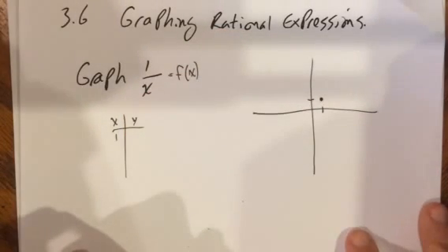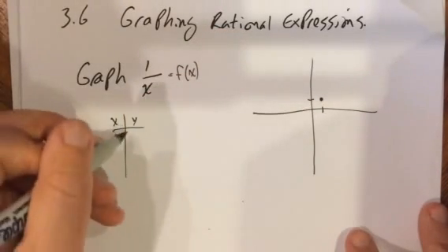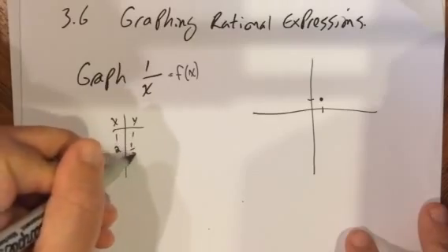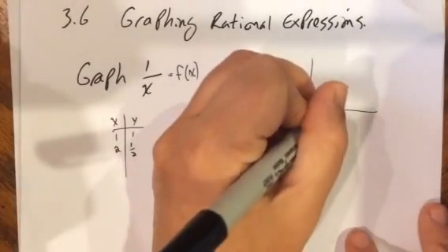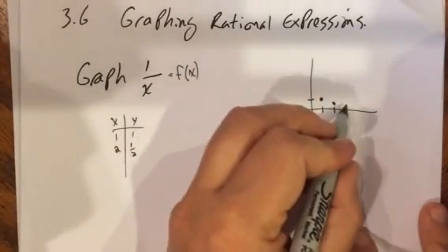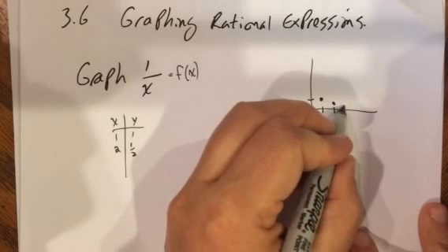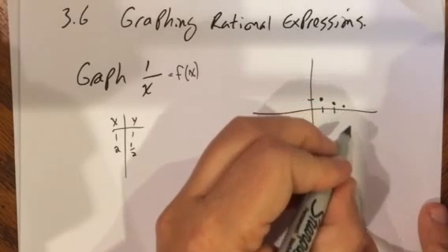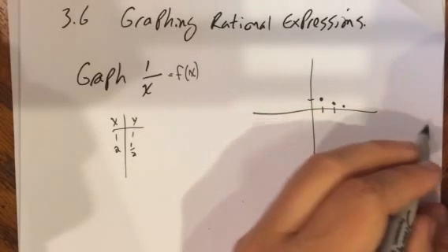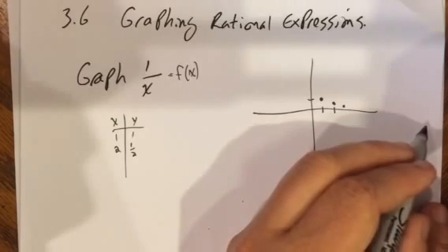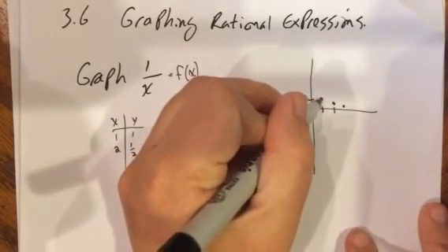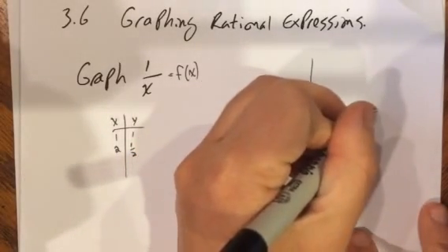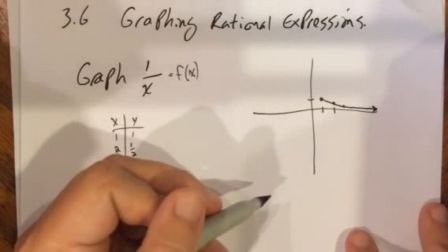If I sub in 2 for x, I would get 1/2. 3 for x, I'd get 1/3, so I'm getting closer to 0. 4 for x, I would get 1/4, 1/5, 1/6, 1/100th, 1/1,000,000th. So I keep getting closer to 0, but I don't actually hit it. So I'm going to have it going like that.